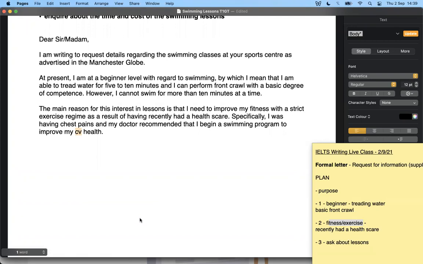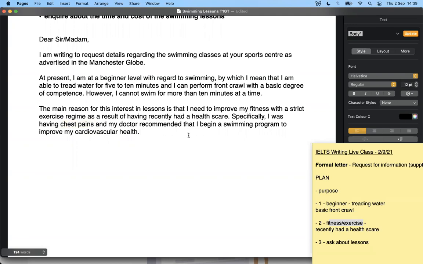Okay. What does CV stand for? Good, but careful with the spelling. That's better there with an A. So my cardiovascular health, which obviously links back because we were talking about chest pains, it's related to the heart.